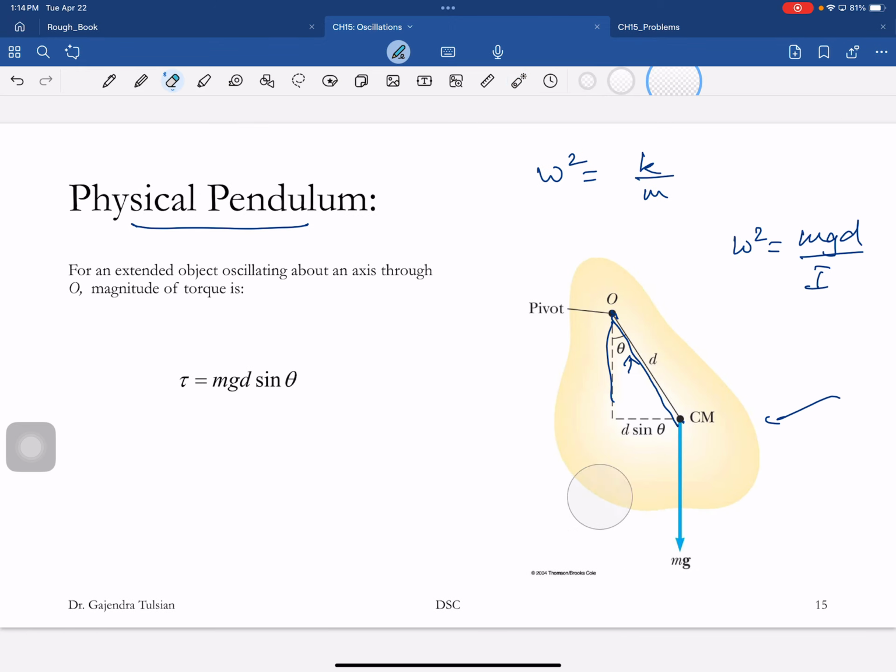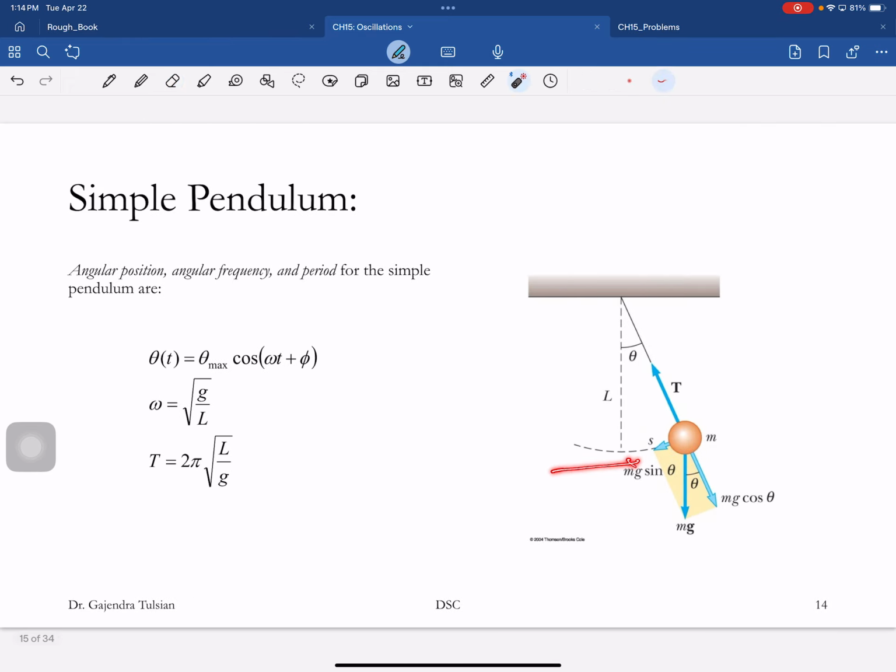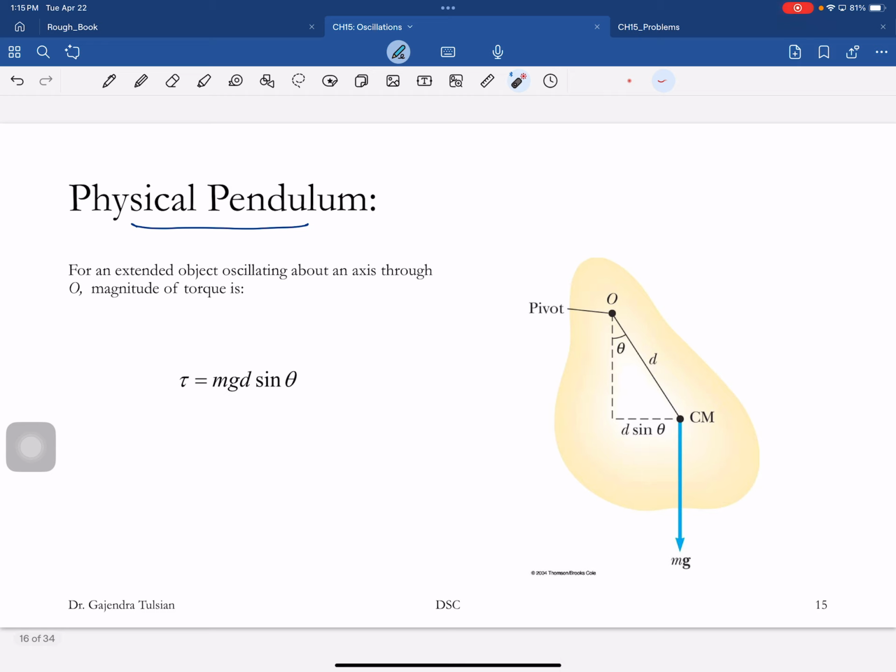All right, now we'll come to a physical pendulum. So what was the difference between a simple pendulum and a physical pendulum? A simple pendulum is a tiny mass attached to a long string, so the dimensions of this object are small compared to the length of the pendulum. In a physical pendulum, the mass is distributed all over.